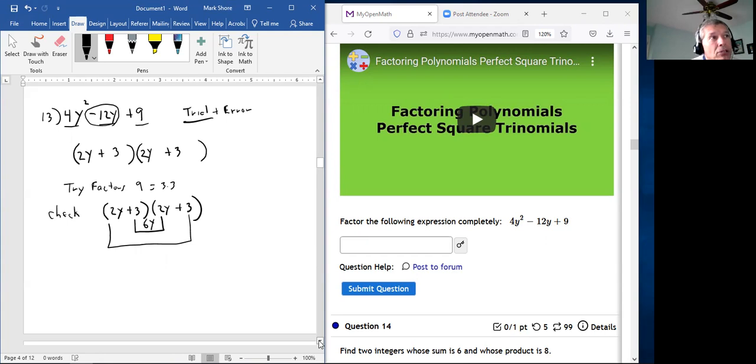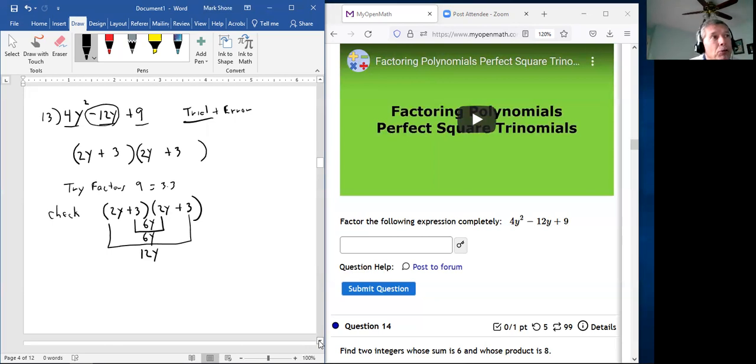2y times 3 is also 6y. And then you add these. 6y and 6y is 12y. And you might say, yay, we got it. We didn't. We came real close. This is a positive 12y, but we need it to be a what? Negative 12y. That's easy to fix.